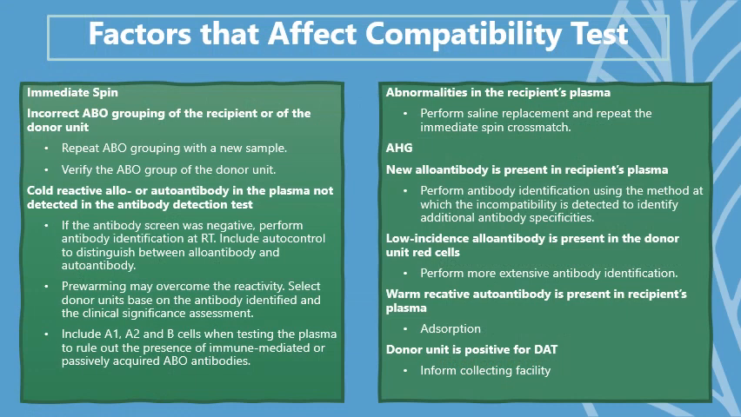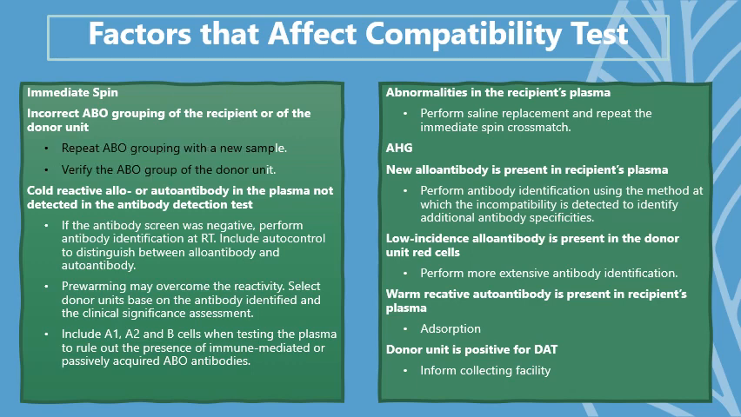Factors that affect compatibility test. In the immediate spin phase, there is incorrect ABO grouping of the recipient or of the donor unit. The resolution is to repeat ABO grouping with a new sample and verify the ABO group of the donor unit to the source of the unit, for example, the PRC or Davao Blood Center.